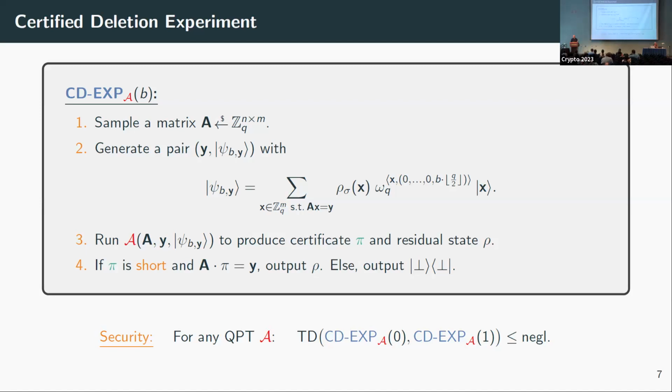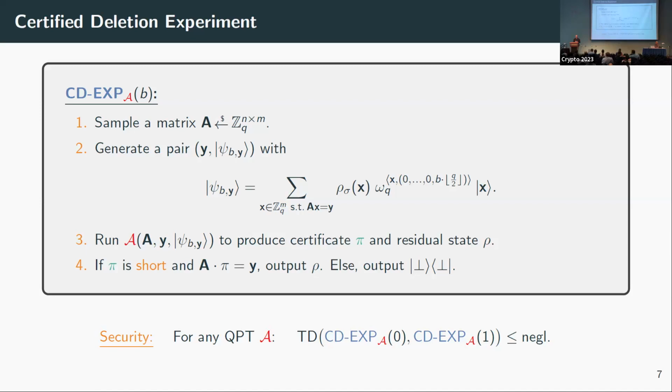And in this experiment, we're going to, just for simplicity, assume that the ciphertext is already represented in the Fourier basis, so the bit b is in the phase. Okay, so how does the experiment work? We sample a random matrix A. We generate a ciphertext that somehow encodes b in the phase.